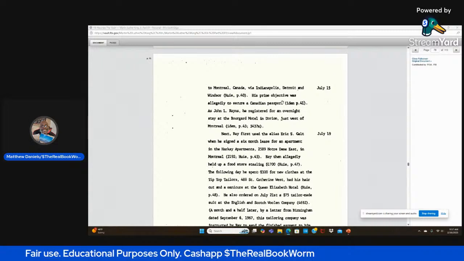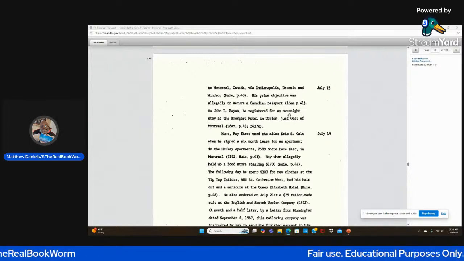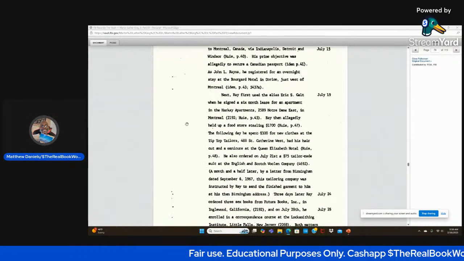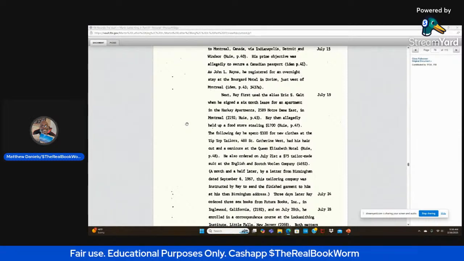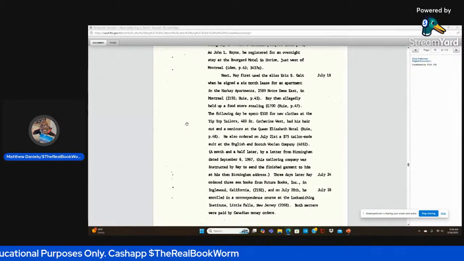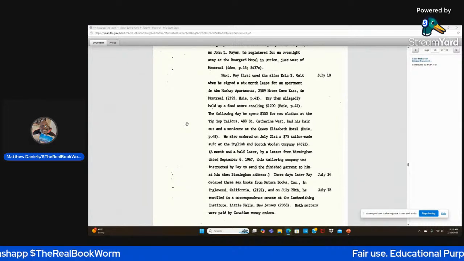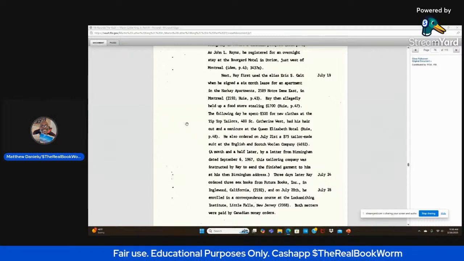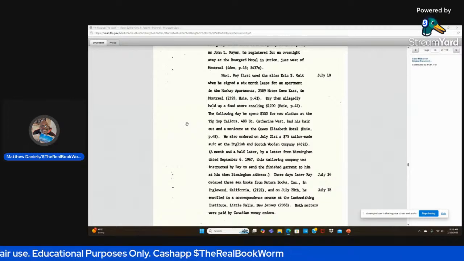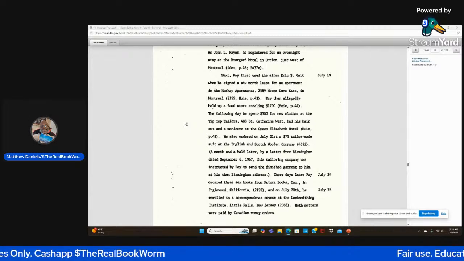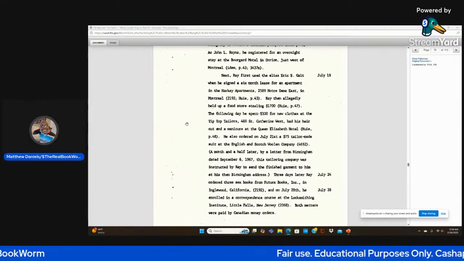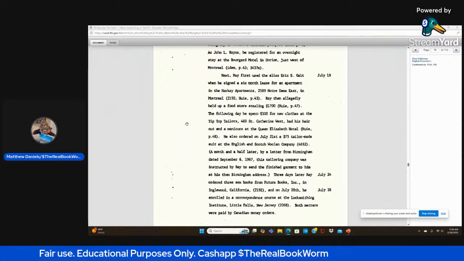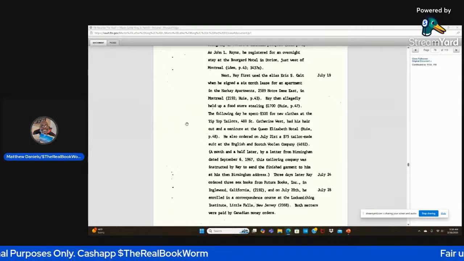His prime objective was allegedly to secure a Canadian passport. As John L. Raines, he registered for an overnight stay at the Beauregard Motel in Dorion, just west of Montreal. So now the guy's in Canada. Next, Ray first used the alias Eric S. Galt when he signed a 6-month lease for an apartment in Harcade Apartments, North 2589 Notre Dame East in Montreal. So when he somehow funds his trip, he leases an apartment for 6 months. He creates a totally new alias once he gets to Canada, and he posts up in an apartment in Canada.